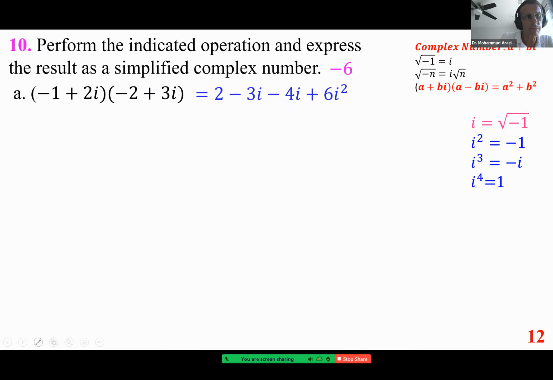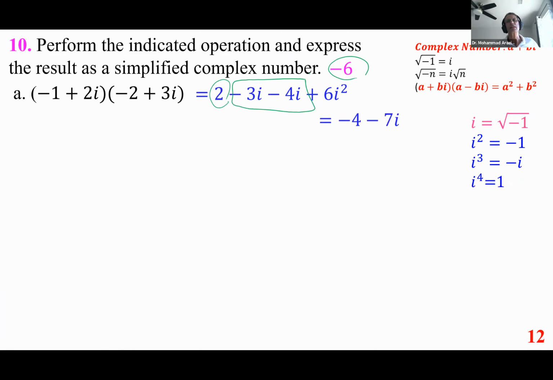And now we can combine 2 and -6 into -4, and combine the like terms, -3i and -4i, into -7i. And this is in the form of a plus bi. So if somebody asks, what is a? -4. What is b? -7.